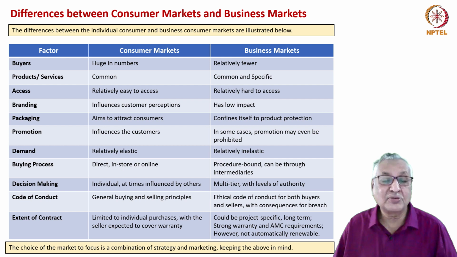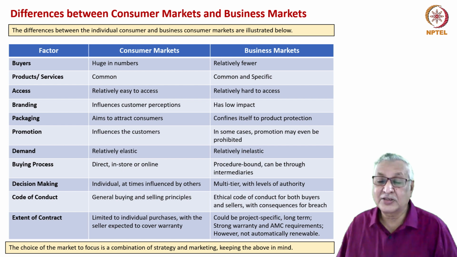Decision making in consumer markets is individual driven, at times influenced by friends and families. Whereas the decision making in business markets is multi tier, with various levels of authority for various roles. Code of conduct is in terms of general buying and selling principles. That is, the seller must provide the best quality products with appropriate visibility, and the consumer has the choice to look at various options and then buy.